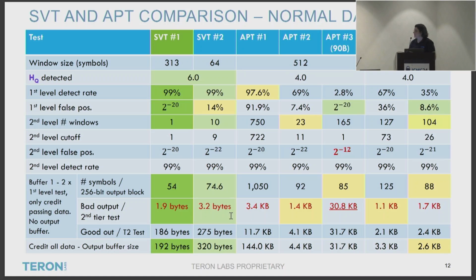The others, the APTs, are all outputting kilobytes of data, and in particular the NIST test, if you choose it with NIST's recommended parameters, it's outputting 30 kilobytes of data before it detects that there's a problem. The bottom row here is if you've got a fixed input length conditioner, how much data would you need to buffer before you could release it? And again, you're buffering very little data for the SVT and much more for the adaptive proportion test.